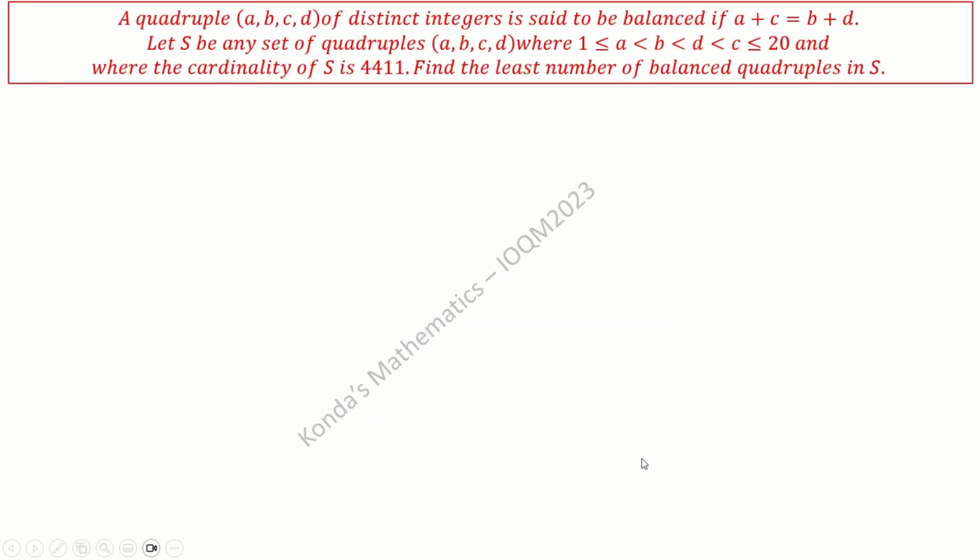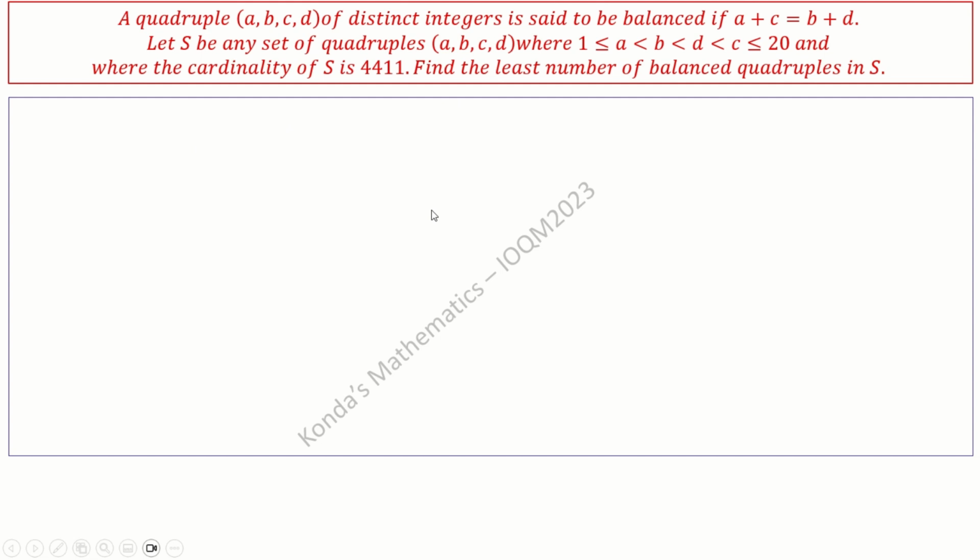Next, a quadruple ABCD of distinct integers is said to be balanced if A plus C equals B plus D. Let S be any set of quadruples ABCD where 1 is less than or equal to A, less than B, less than D, less than C. Just note down, C is the highest number, not D. C is the highest number, less than or equal to 20, and where the cardinality of S is 4411, find the least number of balanced quadruples in S.